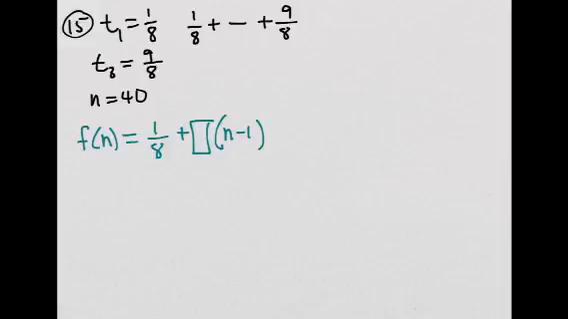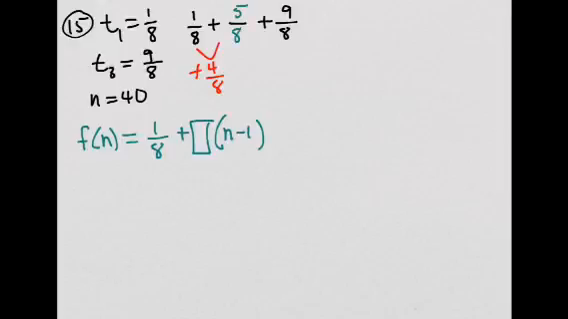Alright, for 15 they give you t sub 1 and t sub 3. And from there we need to find the sum of the first 40 numbers, right? Okay, so I know that t sub 1 is 1/8 and t sub 3 is 9/8. So there's a number in between them, right? Because there's a number t sub 2 in between 1/8 and 9/8. Well, the difference between these two is 8/8. So that means that halfway would be 4/8. So if you add 4/8 right here, because that's half of 8/8, you end up with 5/8.